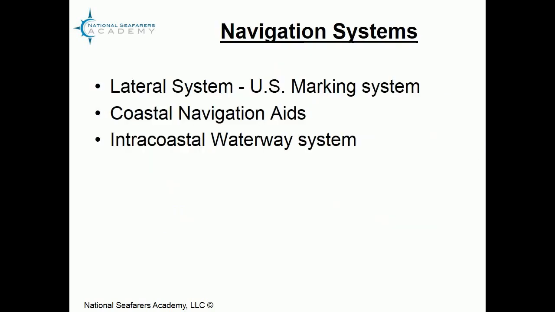Navigation systems. We will now cover the 3 navigation marking systems. 1. The lateral system, which is the main U.S. navigation marking system. 2. The coastal navigation aids. 3. The intracoastal waterway system.